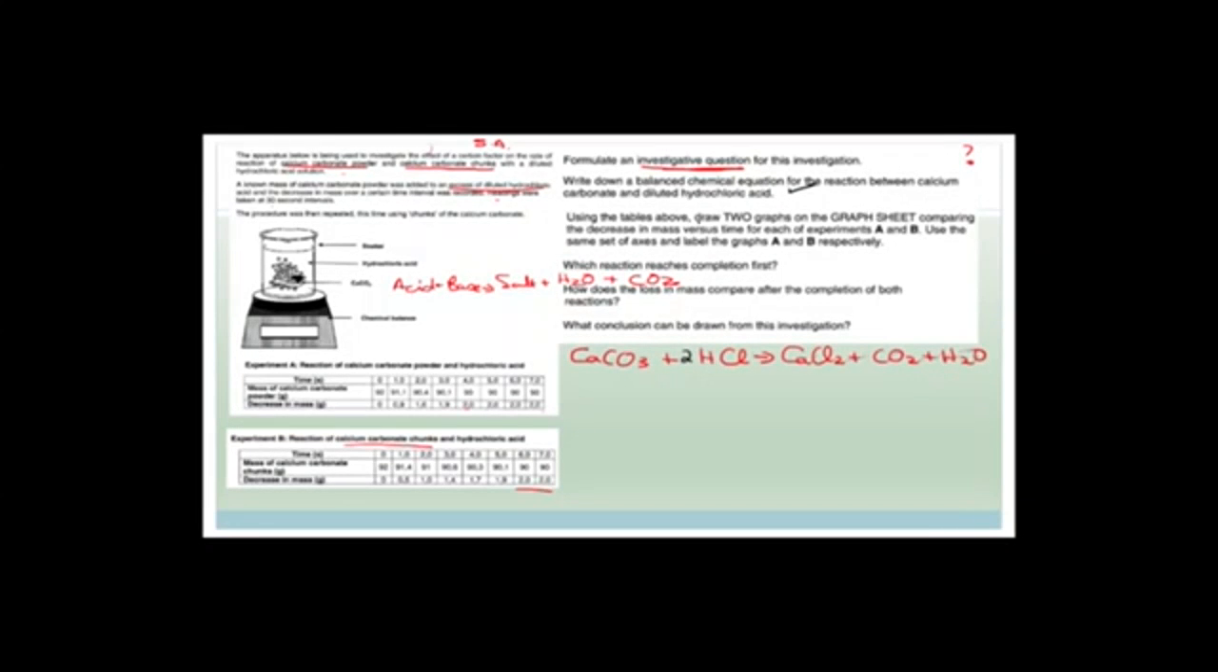Now it says, using the tables above, draw two graphs on the graph sheet comparing the decrease in mass versus time. Okay, so we didn't actually get a new graph paper, so we're going to draw it. Looking at the decrease in mass, please note we're looking at the decrease in mass. So we're going from 0 to 2 versus time. Do you agree that we're just going to break this up, we'll make this 1 and we'll make that 2, just to make it easy. So the first one we're going to do, we're just going to look at this first one, and when time is 0, obviously it's 0. And we're going to break it up into 7 bits, so it becomes 1, 2, 3, 4, 5, 6, and 7.